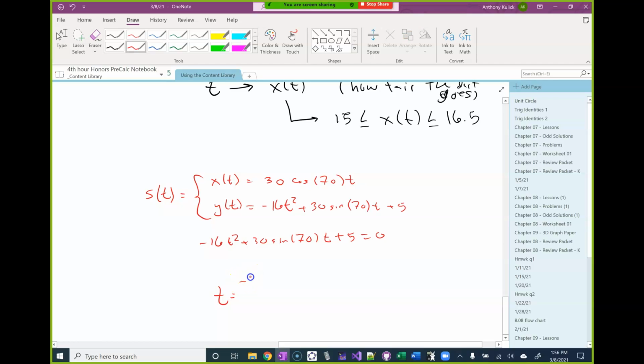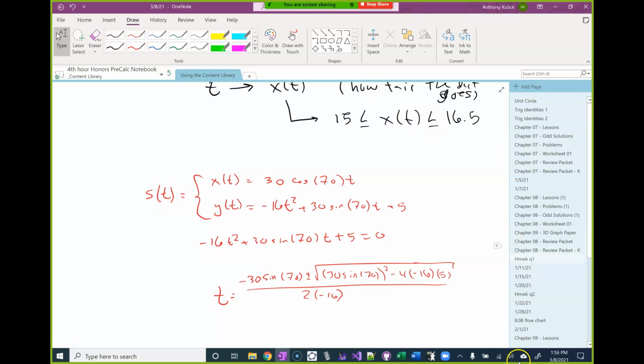So plugging into the quadratic formula, we have this. Oh boy. So pull up my old calculator later.